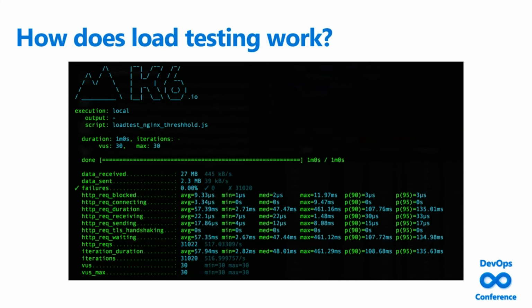As you can see, this is a summary of a test of the duration of 1 minute that simulates 30 virtual users. And you can see here a lot of metrics like the number of HTTP requests blocked, the average duration, how many were received, how many were sent, the TLS handshaking, a lot of metrics that will help us understand how our website, how our application, will be behaving with this number of users.